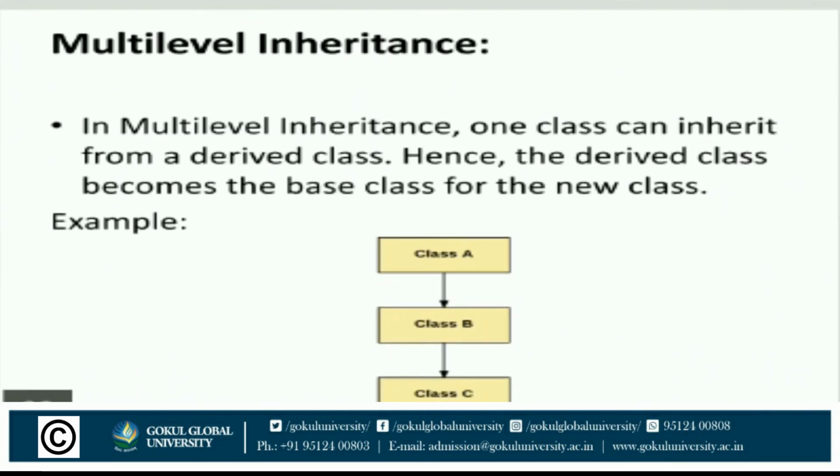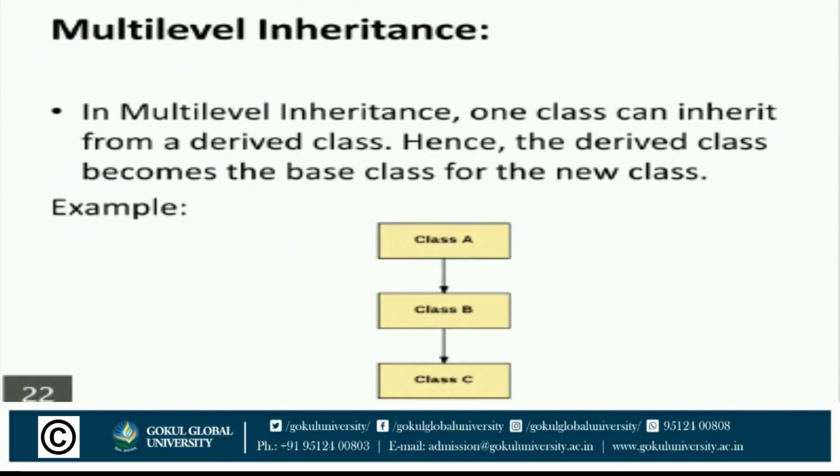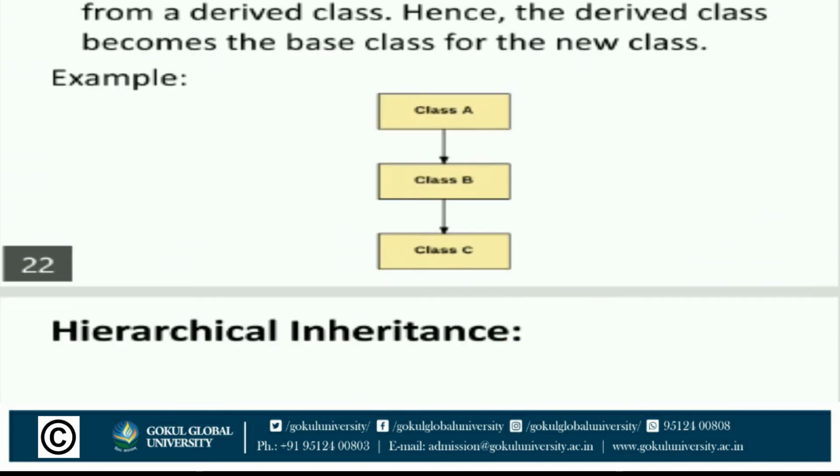Then multi-level inheritance. In multi-level inheritance, one class can inherit from a derived class. Hence, the derived class becomes the base class for the new class. Here you can see there are three classes: class A, class B, and class C. Class B gets the properties and functions from class A. So class A is the parent class and class B is the child class. Now class C inherits the properties and functions from class B. So now class B is the parent class and class C is the child class.